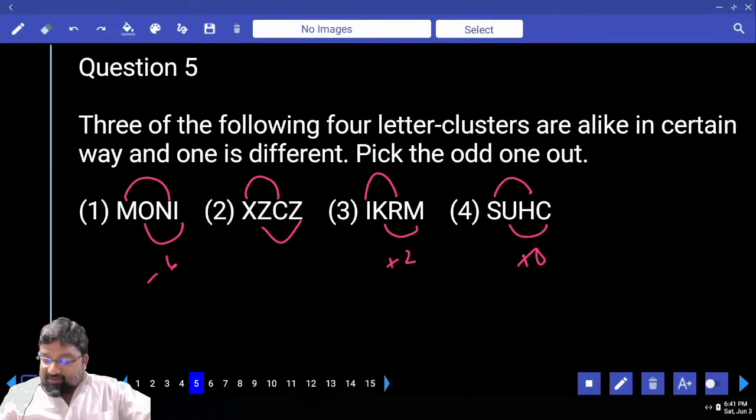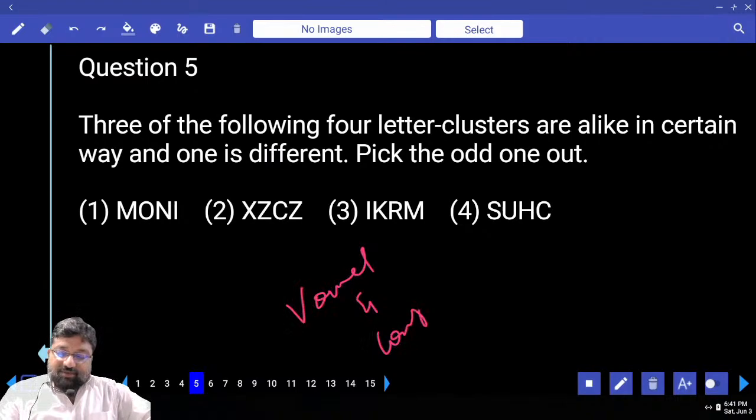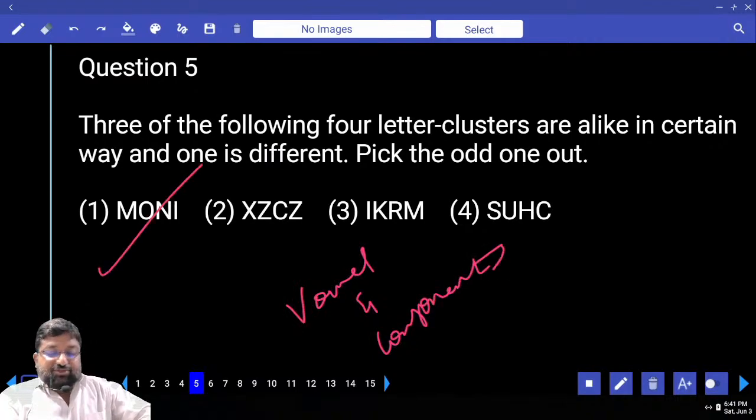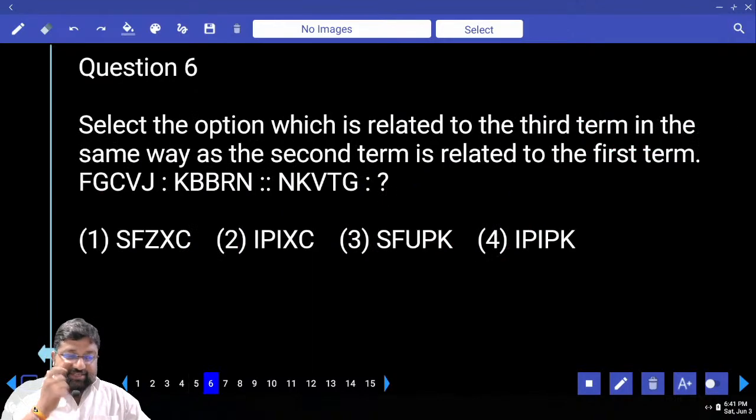Going that way also does not work out. Now simple. When nothing works out, what saves you is vowels and consonants. Do you have a vowel in the first option? Yes. Do you have a vowel in the second option? Yes. Do you have a vowel in the third option? Yes. But this is a set of only consonants. So what should be my answer? Second option.